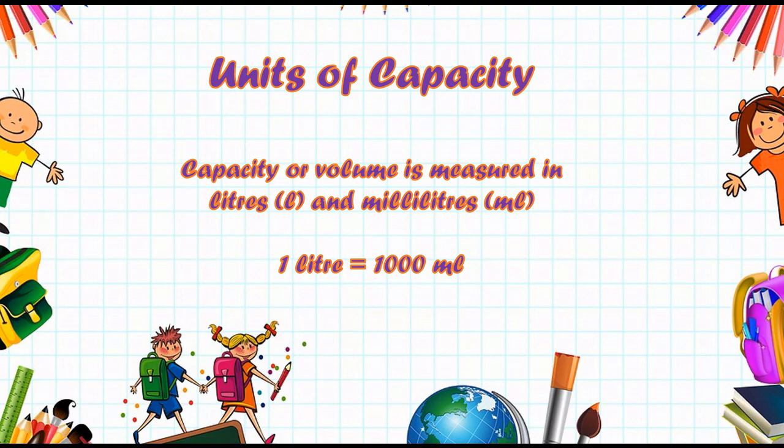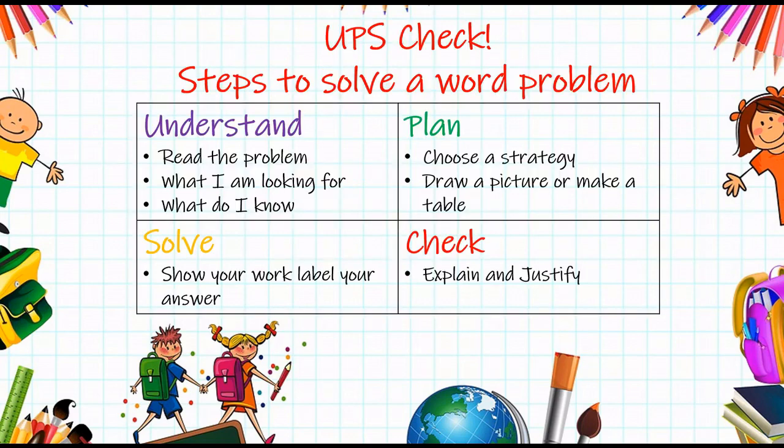Before going to the word problem, let's revise units of capacity. As we discussed in the previous lesson, capacity or volume is measured in liters and milliliters. And as you know, 1 liter is equal to 1000 milliliters. So, let's apply this formula on our word problem.